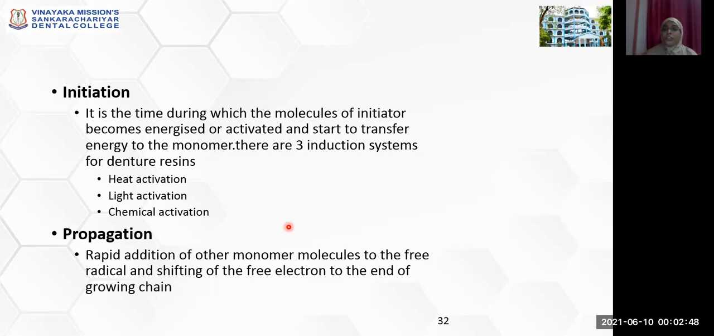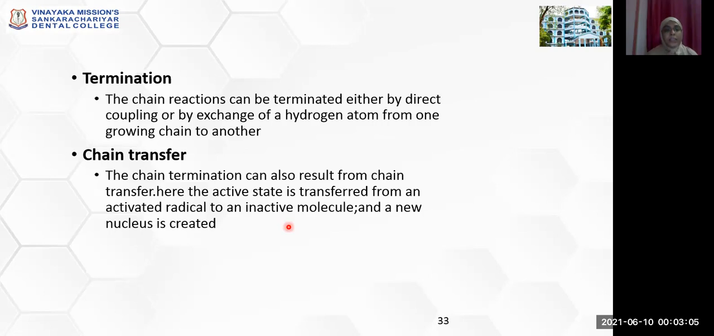Next, the addition of monomer molecules to this free radical and shifting of this free radical to the end of the chain. As it keeps attaching, the free radical gets attached to the end of the chain. This is called propagation. Next, you have termination. The termination of the chain occurs either by direct coupling or exchange of hydrogen atoms between the growing chains. When two chains contact each other and there is exchange of hydrogen atoms, or when there is direct coupling, the termination of that propagated chain occurs.